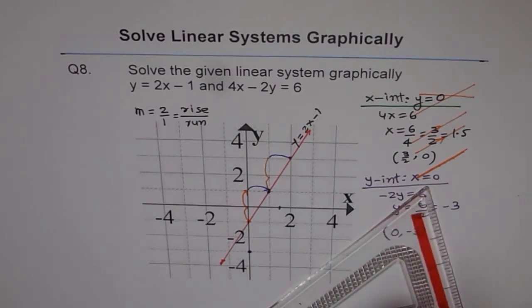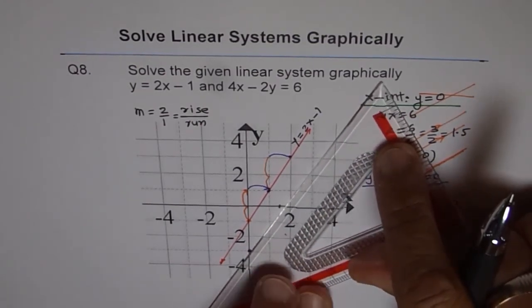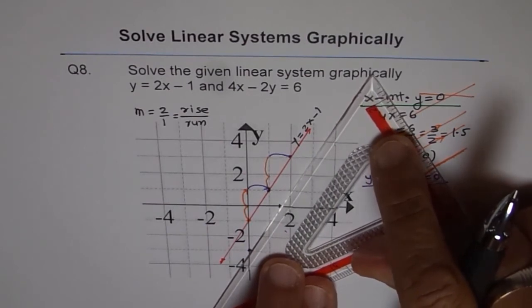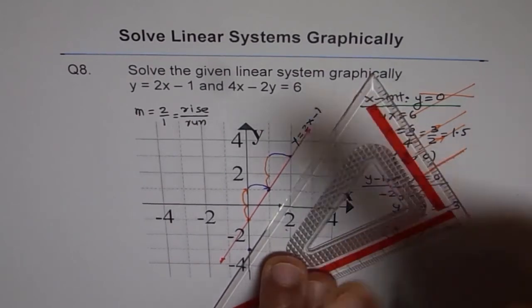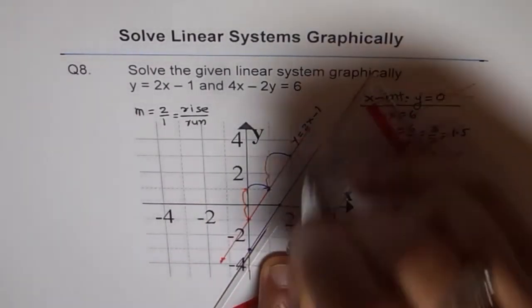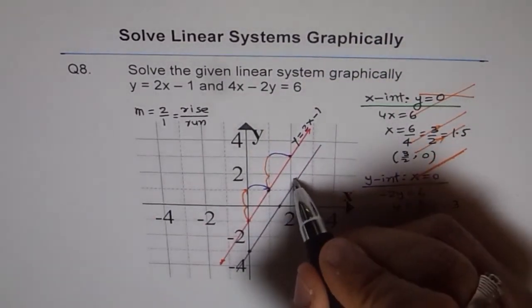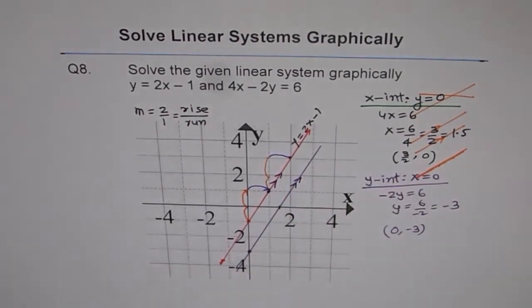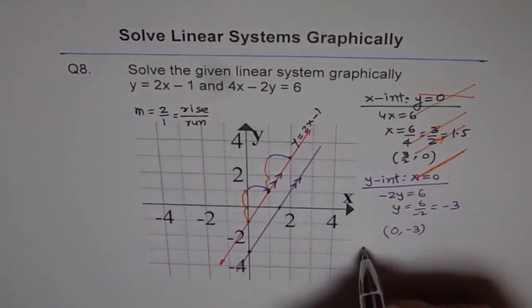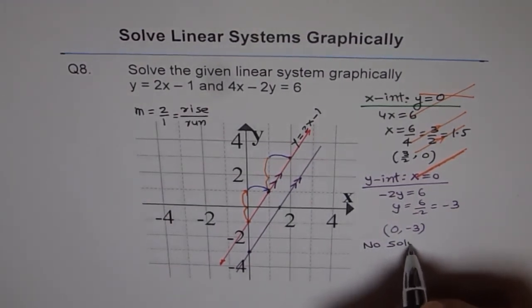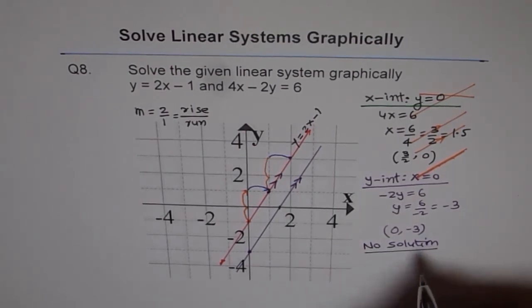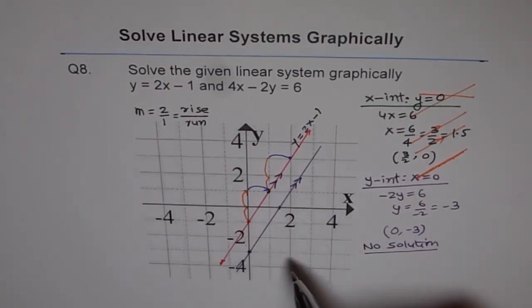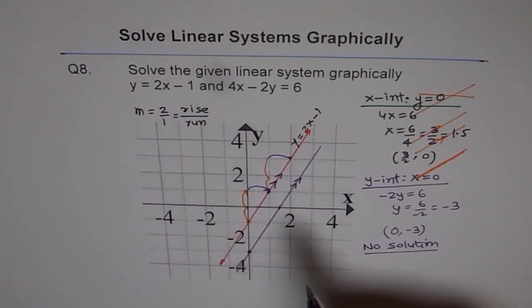And if I join these two points, what do I get? Let me join them and see where they meet. Well, I'm trying my best to make them meet somewhere, but it seems that they are not going to meet at all. As you can see, these lines are parallel, correct? Since they are parallel, they are not going to intersect. And we say this kind of system has no solution, because they don't really intersect at any point. There is no point where both will have a common point, right? Therefore, there is no solution.